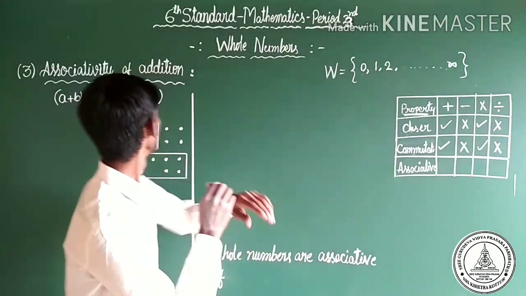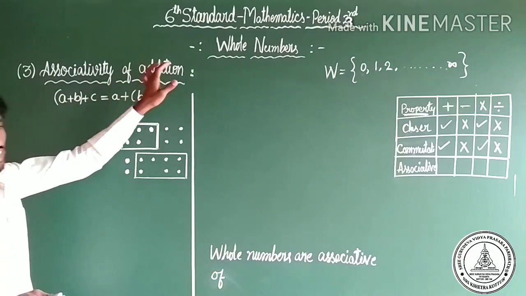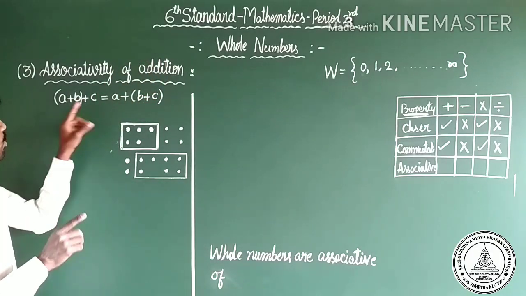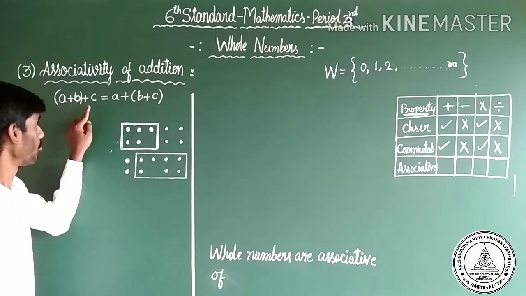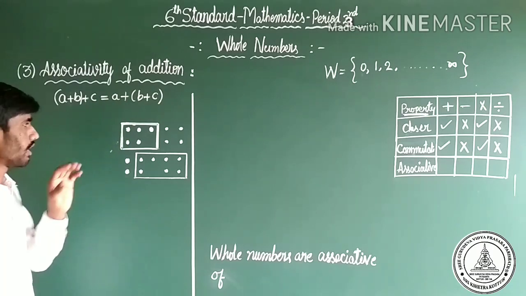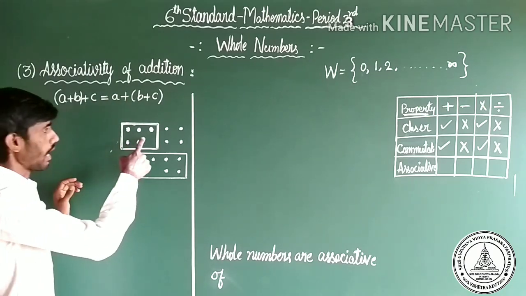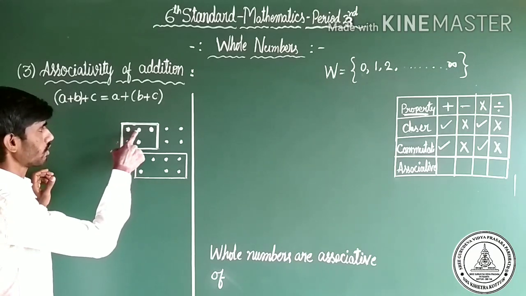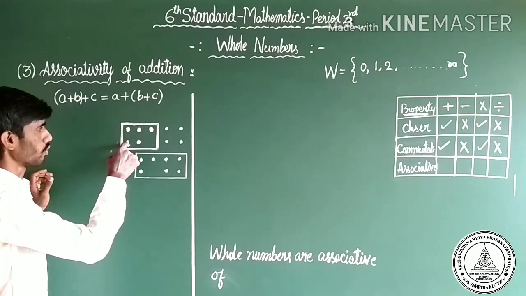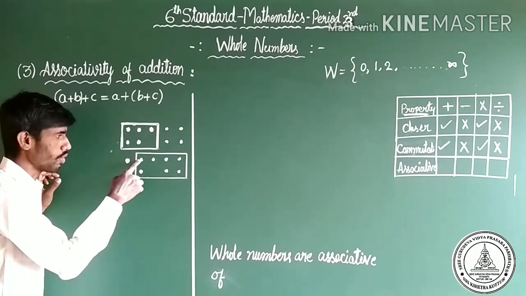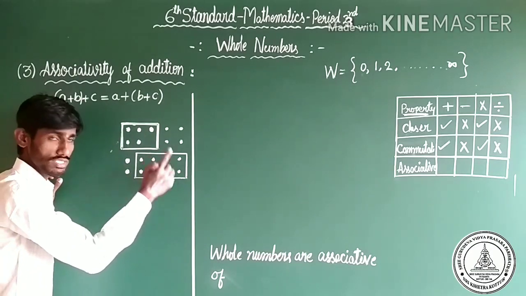Let us check out associative of addition. Observe here, the general rule or general formula of associative property is (A plus B) plus C is equal to A plus (B plus C). Dear children, observe here. Here are a few dots: 1, 2, 3, 4, 5. I mean 2 plus 3 is one group, 4 is one group. Here 2 is one group, 3 plus 4 is one group.